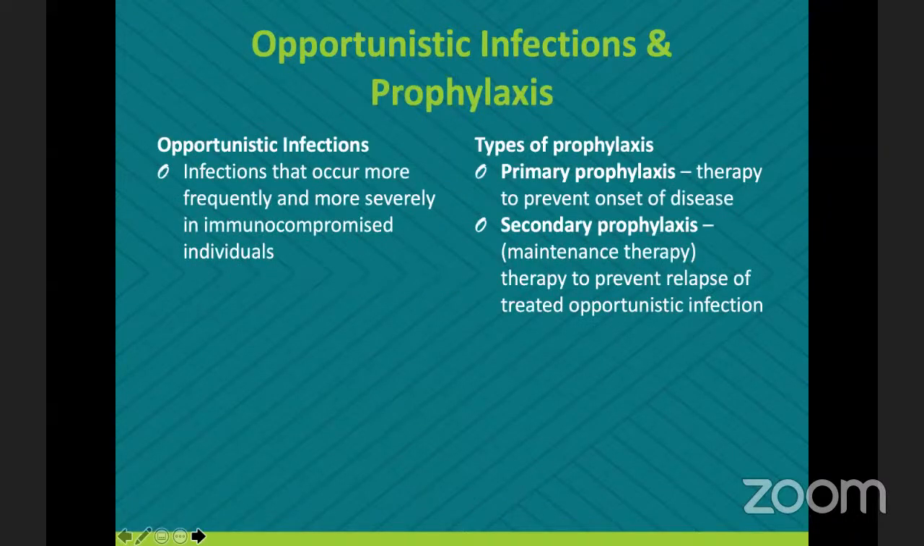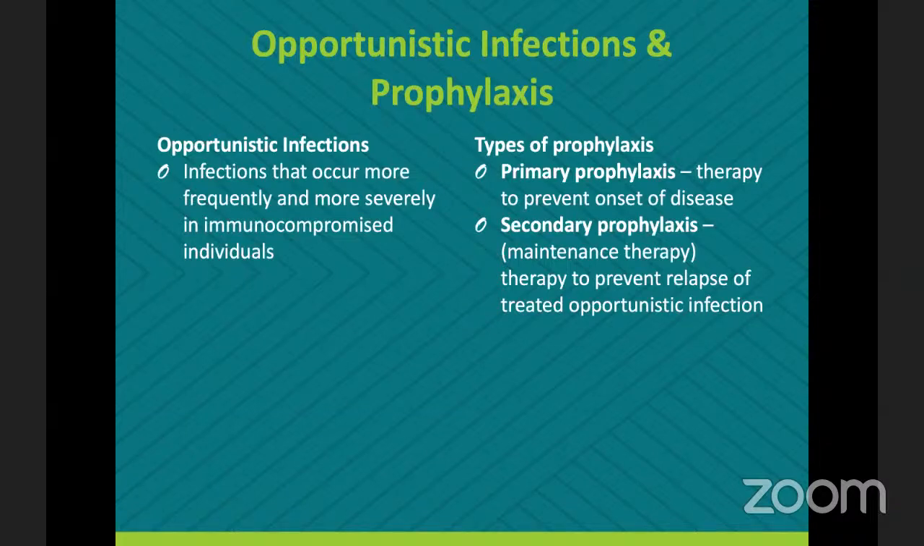So firstly, we'll be starting with opportunistic infections. So a basic definition, an opportunistic infection is basically an infection that occurs more frequently and more severely in immunocompromised individuals. We'll go into some examples of some HIV-associated infections further into the presentation.